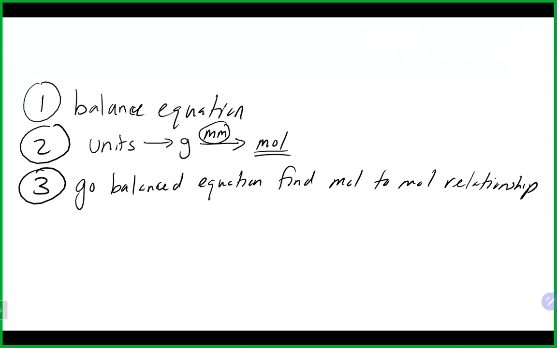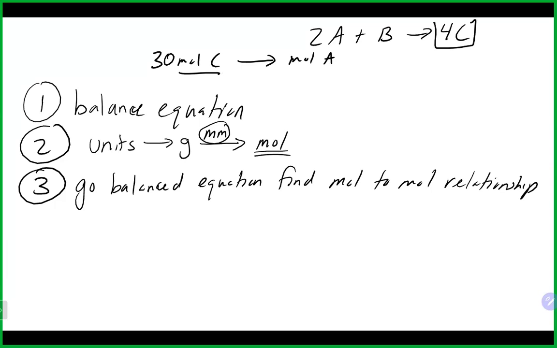So for example, let's just say we have this equation here, 2A plus B goes to 4C, right? And this is a balanced equation. We'll go with it. Now, let's just say in a problem, we were told, hey, we have 30 moles of C, and we want to know how many moles of A, for example. So when we get to step number 3, we would go, all right, they gave me C, so I'm clearly interested in C. And we're looking for A, which means I am clearly interested in A.